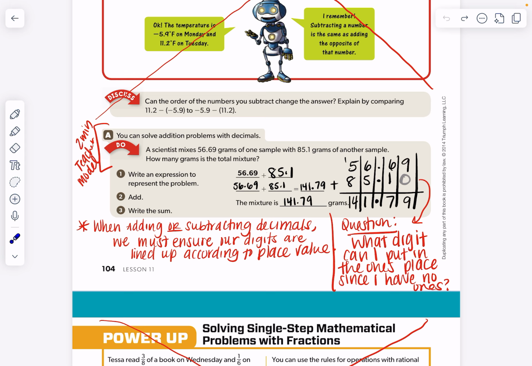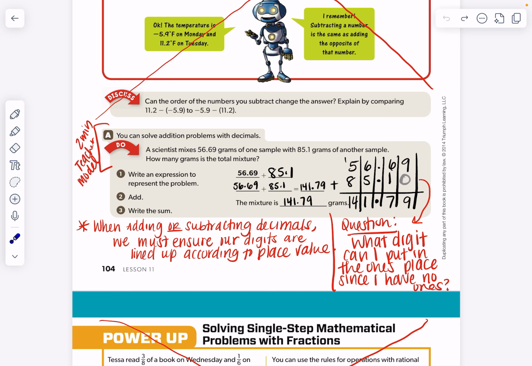And we know that this is an addition question because it says how many grams is the total mixture. Total tells us that we need to add. Reminding students that when they are adding or subtracting decimals, we must ensure our digits are lined up according to place value. So this might be one of those lessons where you want to have a place value chart on hand, or even graph paper on hand so that they can line up their digits, or you can be like me and have them draw lines to keep track of each digit and its place value, right?